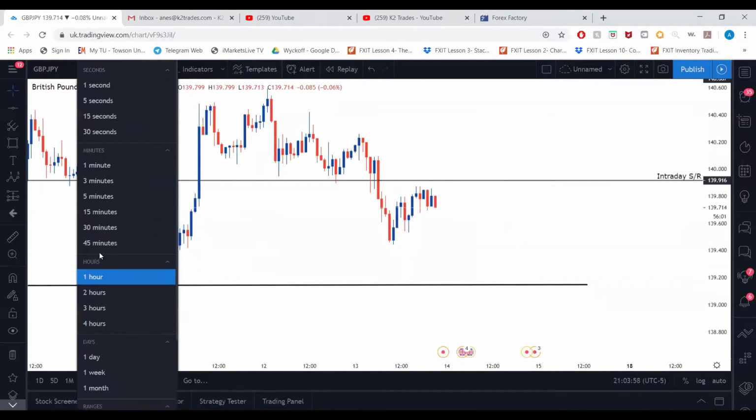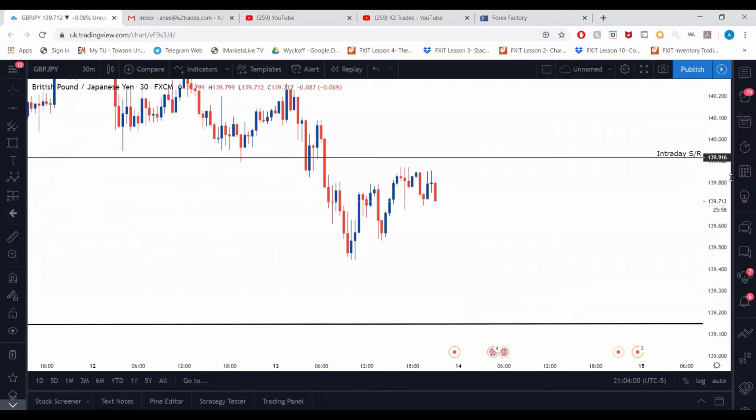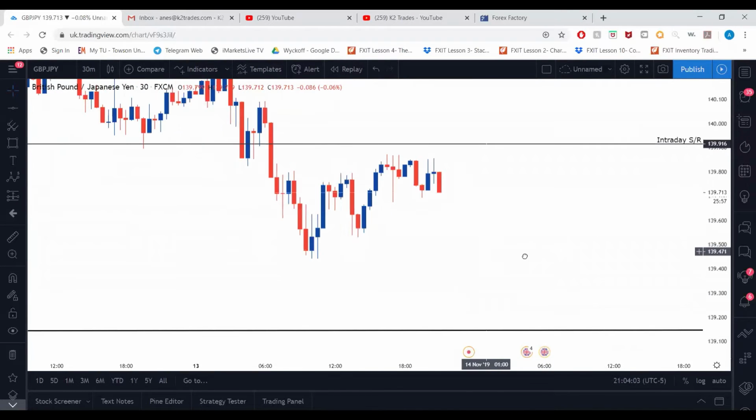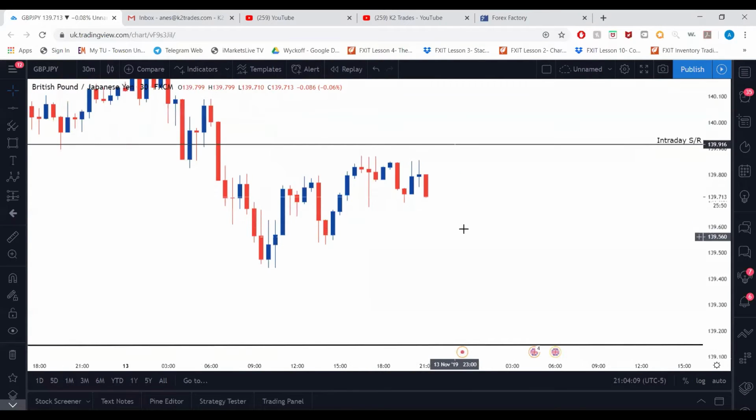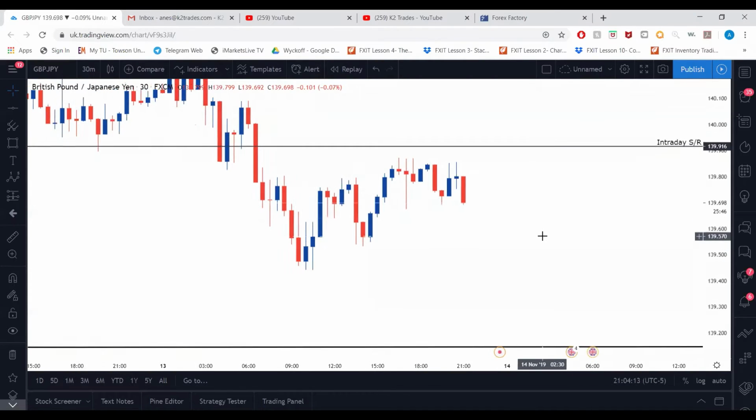And let's go on a 30 minutes just to go deeper. So I do like this. This actually looks really, really nice. I really love to see this. If this 30-minute candle closes like this, oh wow, let's go. Pushing down.